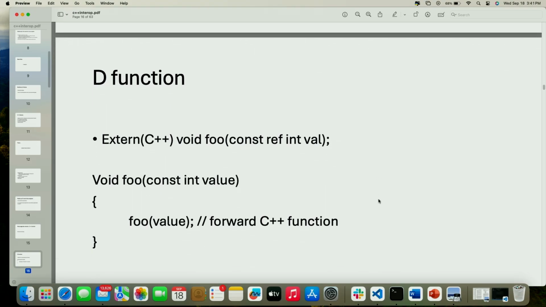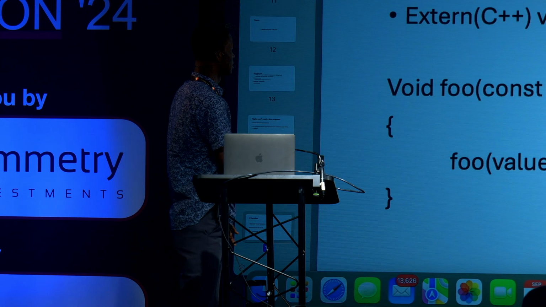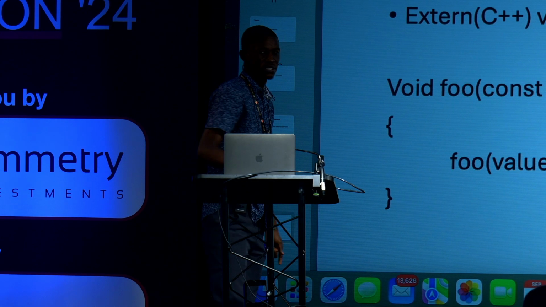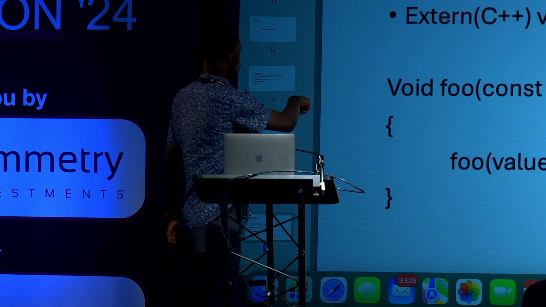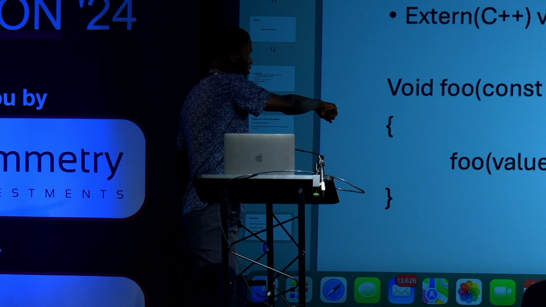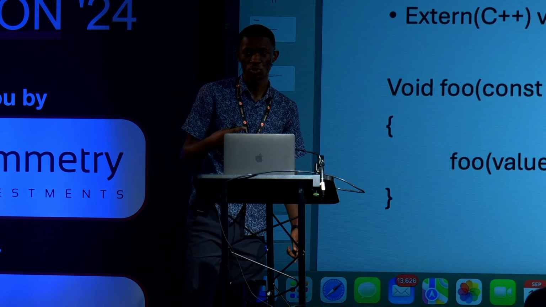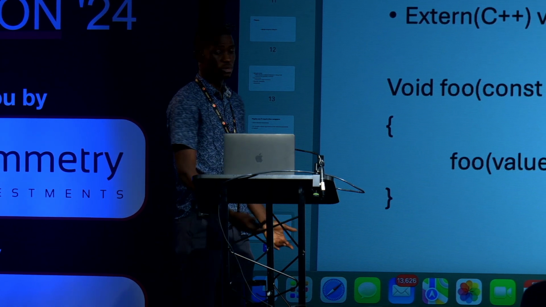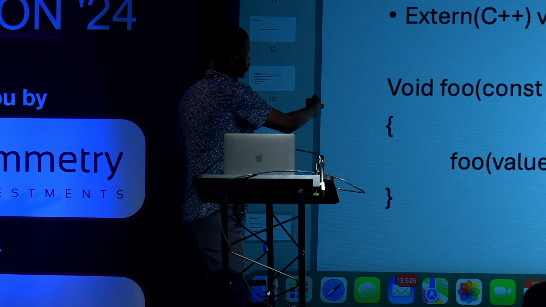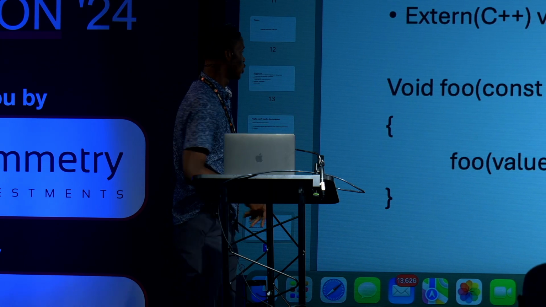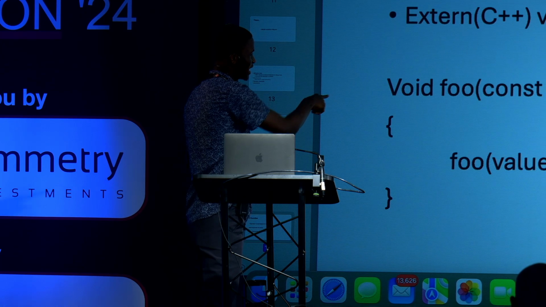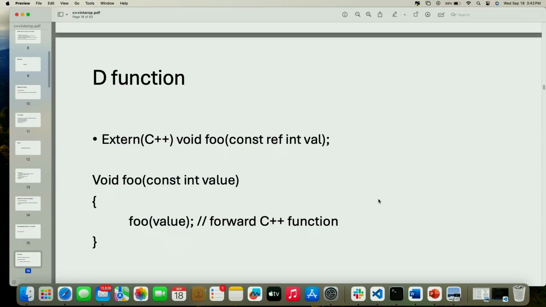So the most pragmatic solution is to write the same function in D, passing a const value as a parameter, and forwarding to your C++ function, which you have interfaced. Now the value parameter has a place in memory, and you can pass it to your extern C++ function, because const ref needs a variable that has a place in memory. So using this approach, if you call this function, it is going to call the other function, and in the end, you get your C++ function working in D.